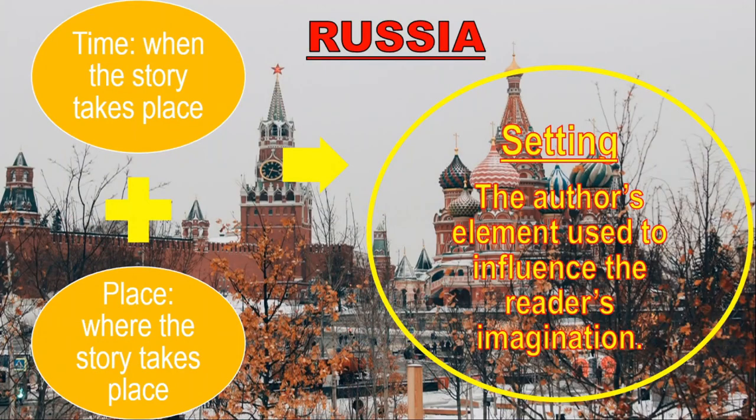Setting is the author's element used to influence the reader's imagination. It talks about the time when the story takes place and the place where the story takes place. The story of God Sees the Truth But Waits happened in Russia.